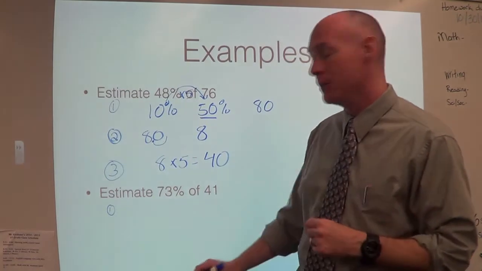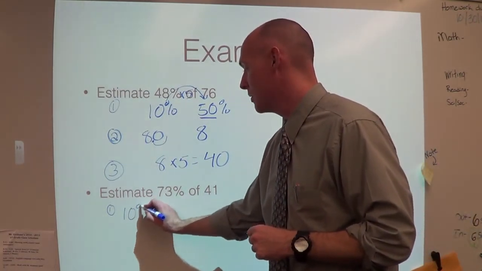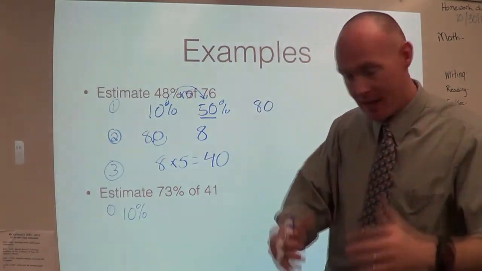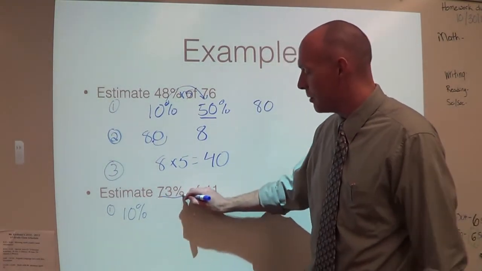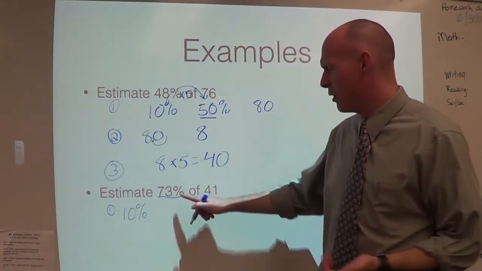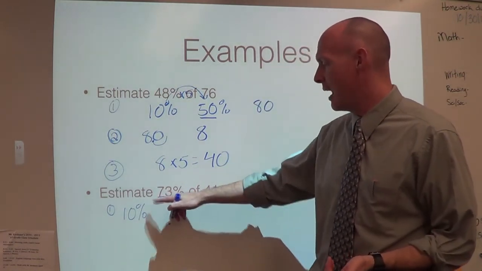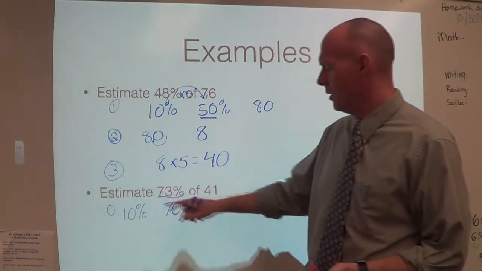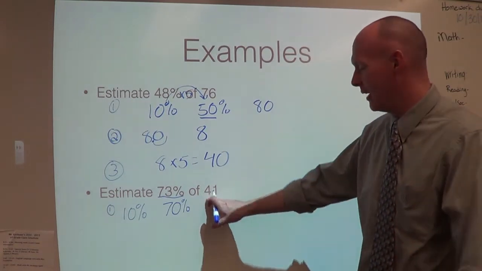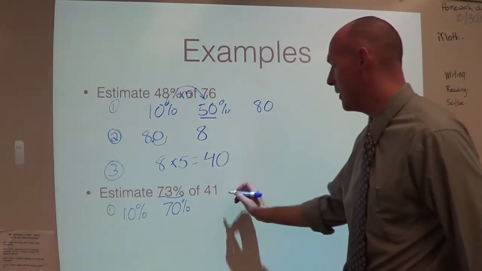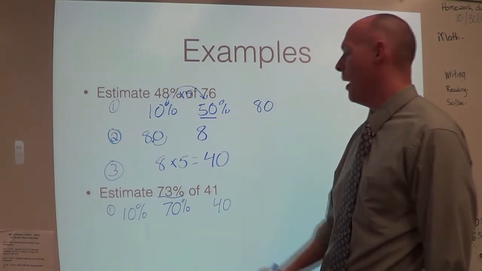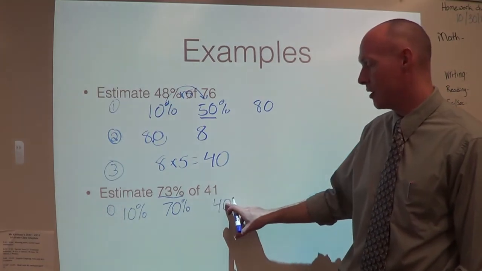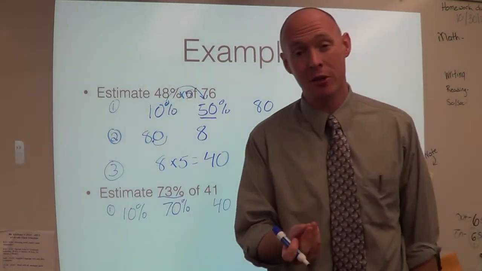Number 1, I have to find the nearest 10%. And I always write that down just as a reminder too. Okay, we're looking for the nearest 10. So I see 73%, and I see 3, I'm going to round down to 70. Okay. Now we're going to find the nearest 10 of here. So I see 41, I'm going to round that to 40. Okay, so again, what we did is we rounded it to the nearest 10%, and we rounded it to the nearest 10. Just find easier numbers to work with.